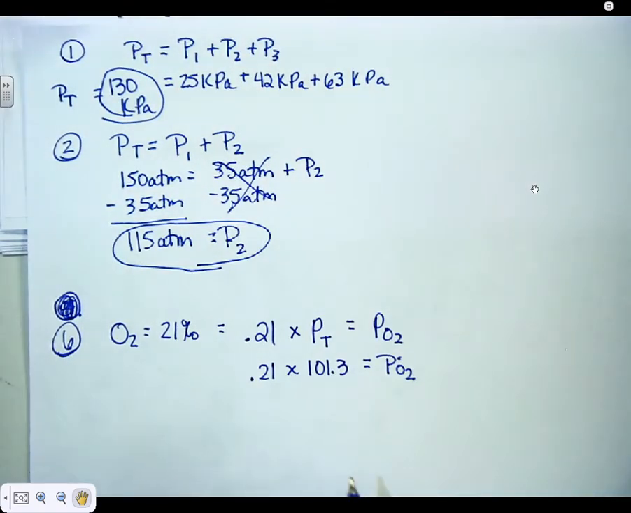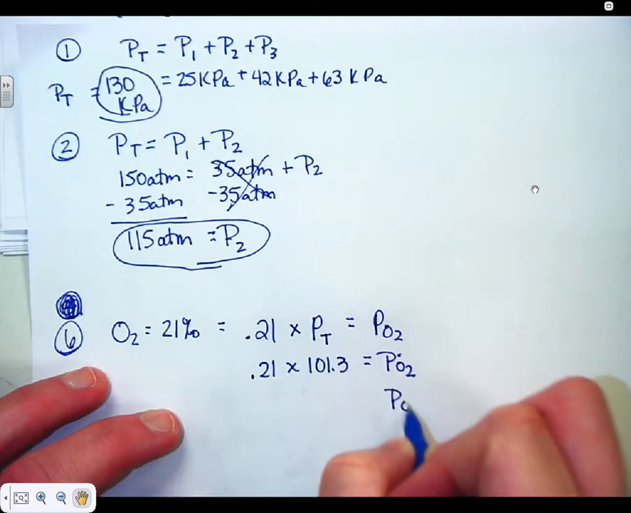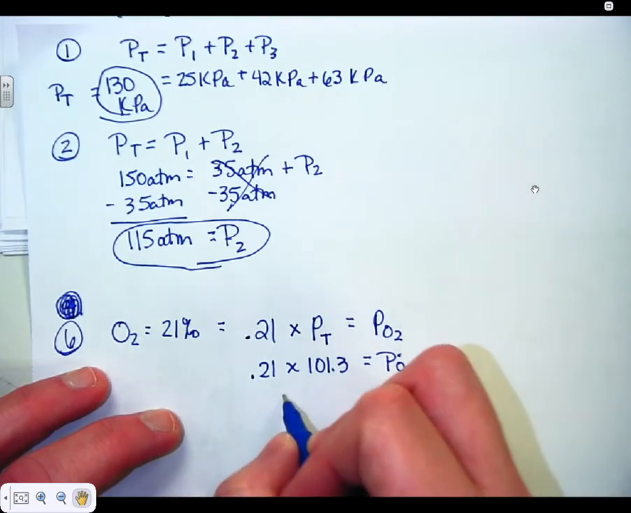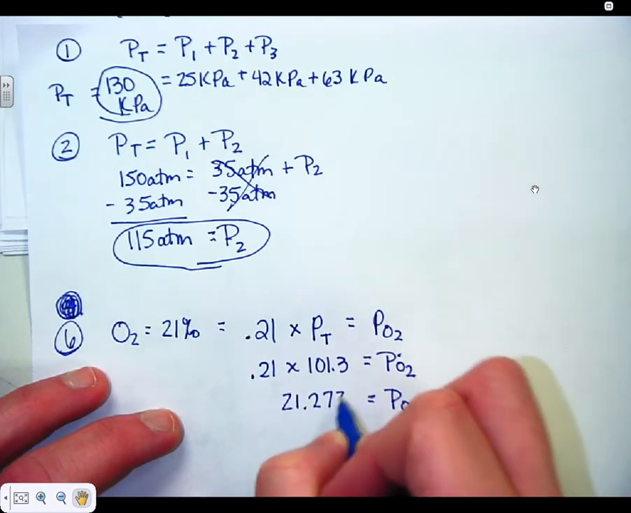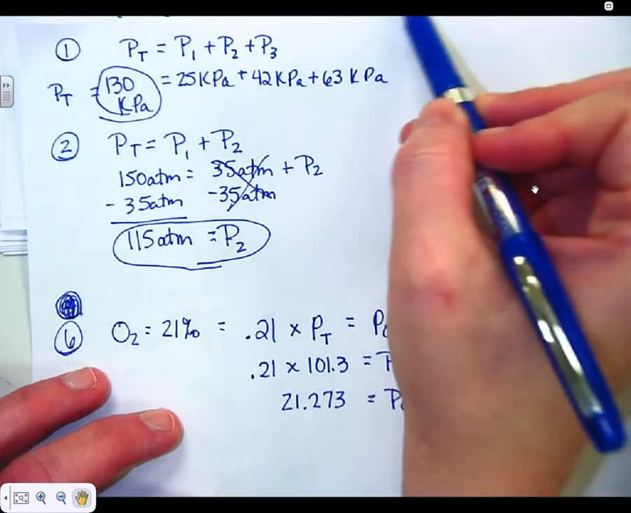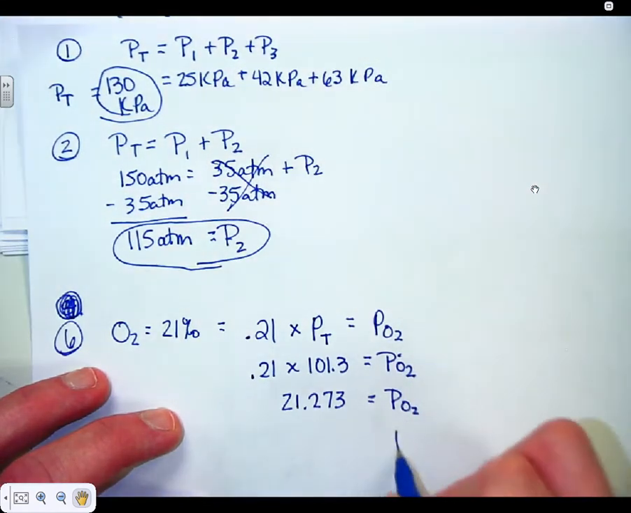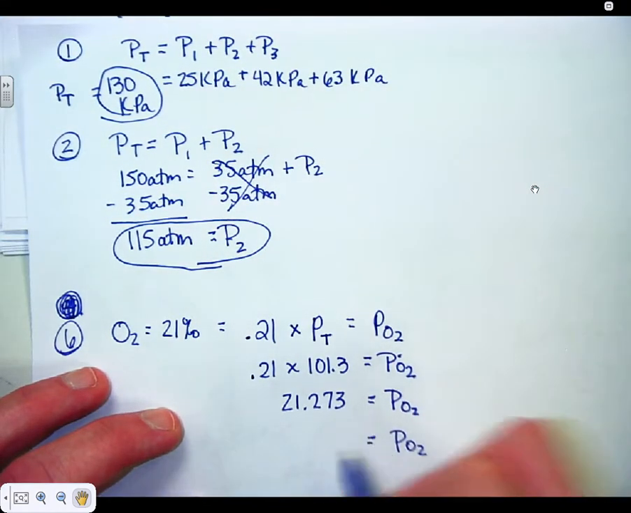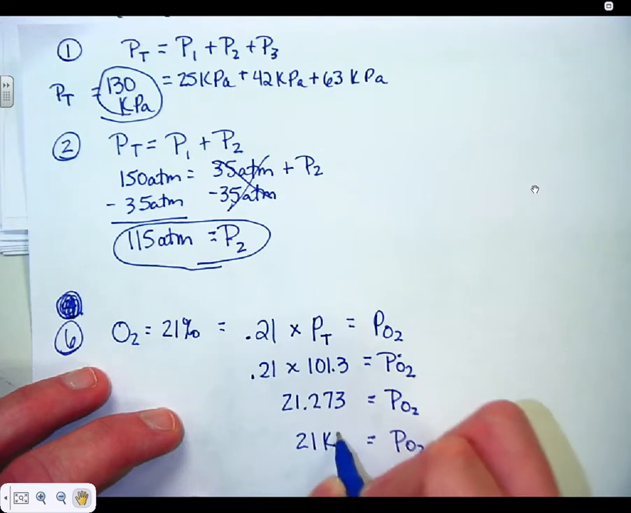Okay, so 0.21 times 101.3 gives us 21.273. Let's use just 2 significant digits here since this one has 2. So the pressure of O2 we're going to say is 21 kPa.